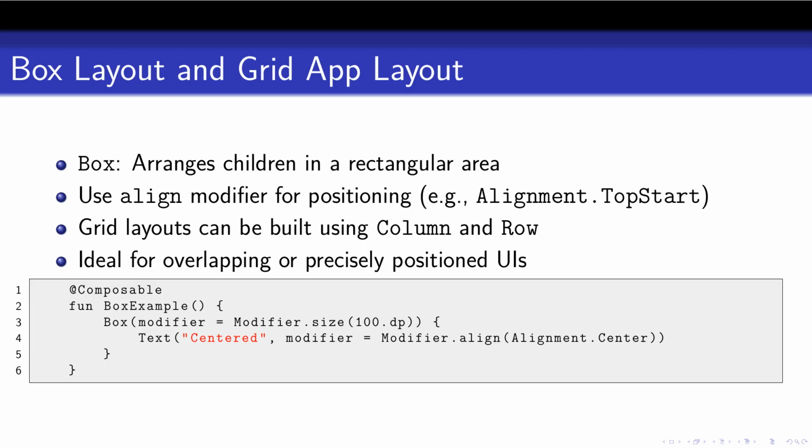The Box layout allows you to stack elements and precisely position them using the Align modifier. You can also simulate a grid by combining Column and Row components. This layout type is great for building UIs that require overlapping or exact placement.